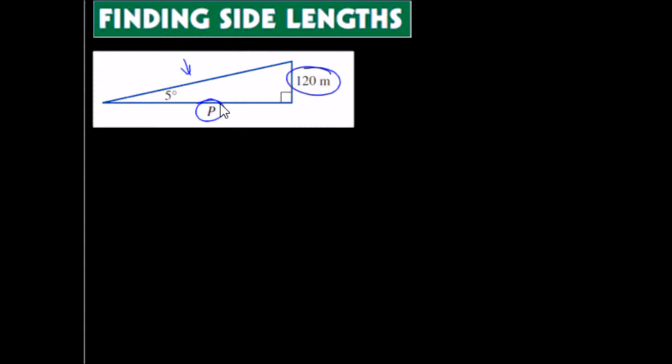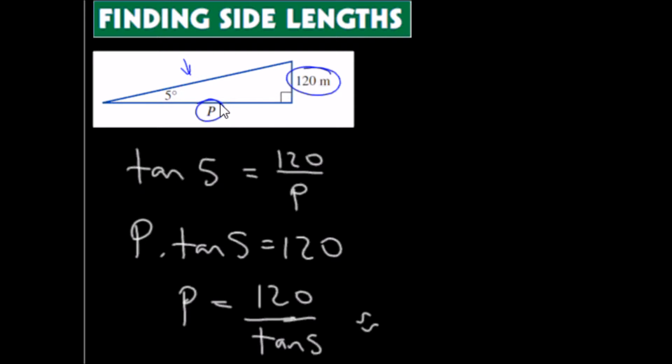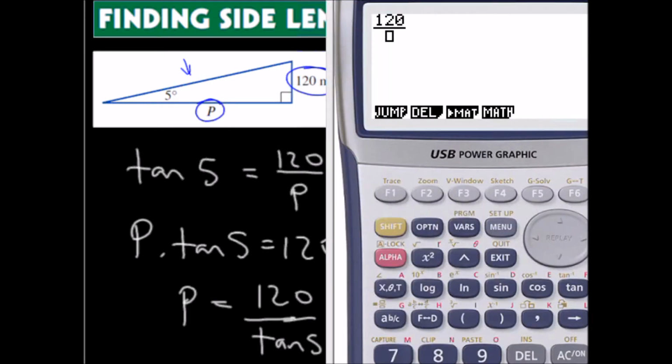So in this case, tan of 5 degrees is equal to, now it's the opposite on the adjacent. So rearrange that equation there. The p will multiply with the tan 5. Now that tan 5 will divide into the 120. And once again, simply using the calculator, we'll get our result. All right, so we get 1,371.61.